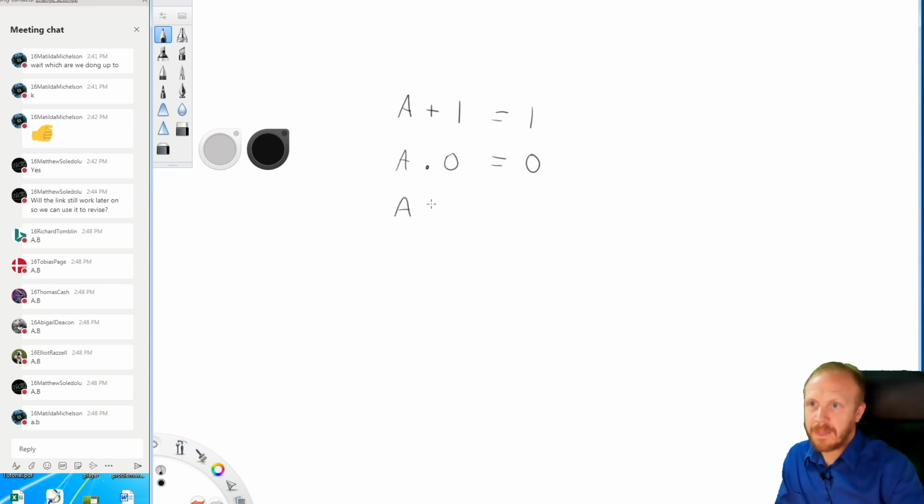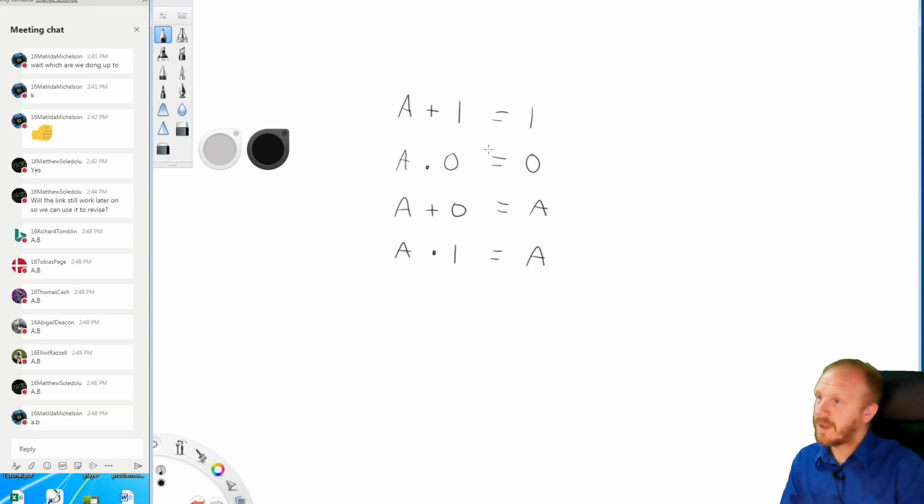So A or 0 and A and 1. Those ones aren't as straightforward as simplifying to 1 and 0. But this one, if you think about it, you've got a 0 going into one side of an OR. It depends entirely on what the other side is. If that's a 0, the output's a 0. If that's a 1, the output's a 1. So that's going to equal whatever A equals. And it's the same thing here. So those ones we can get to.